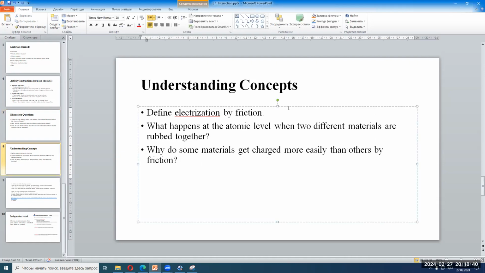So we did electrization by friction. Can you define what electrization by friction is? So what do you think? What is the definition of electrization by friction?